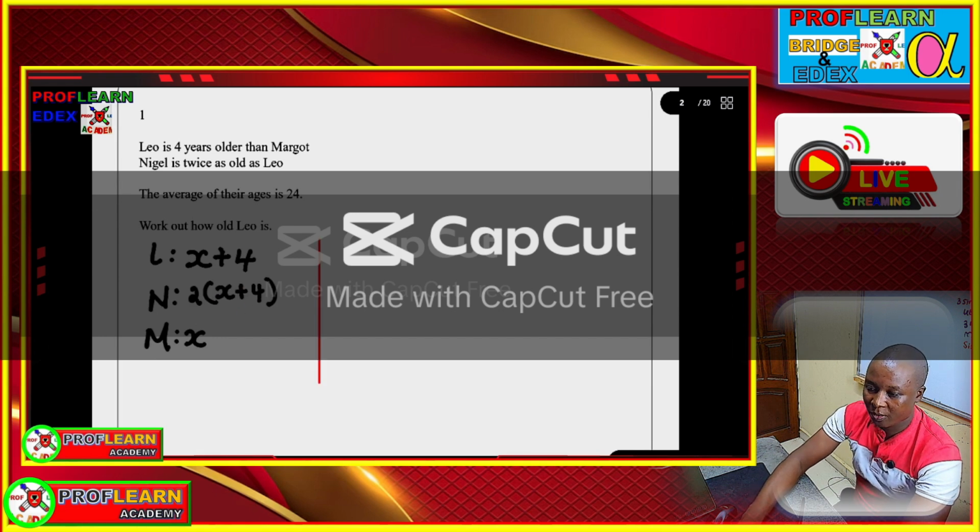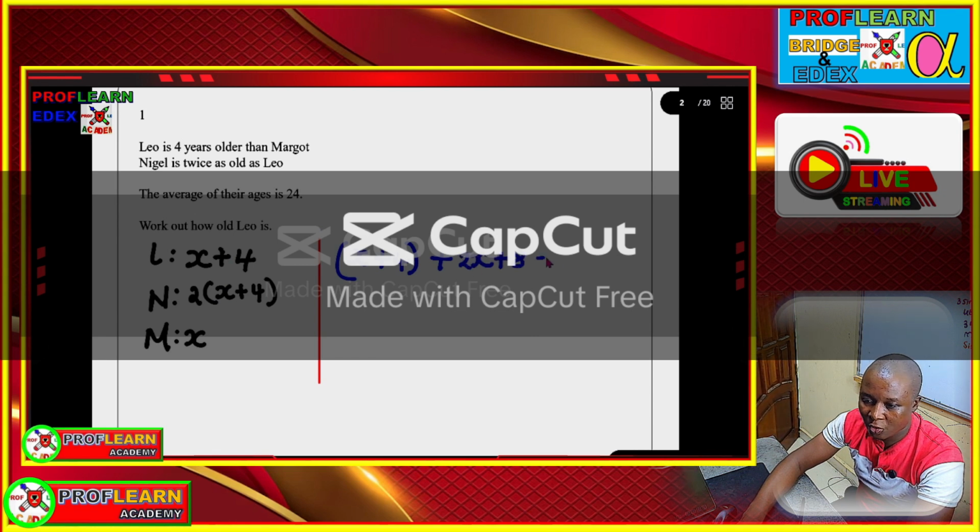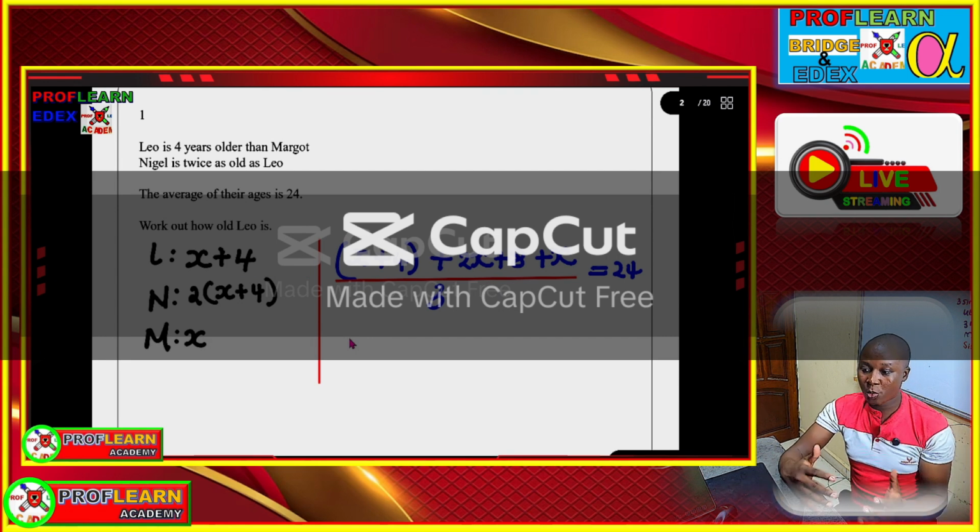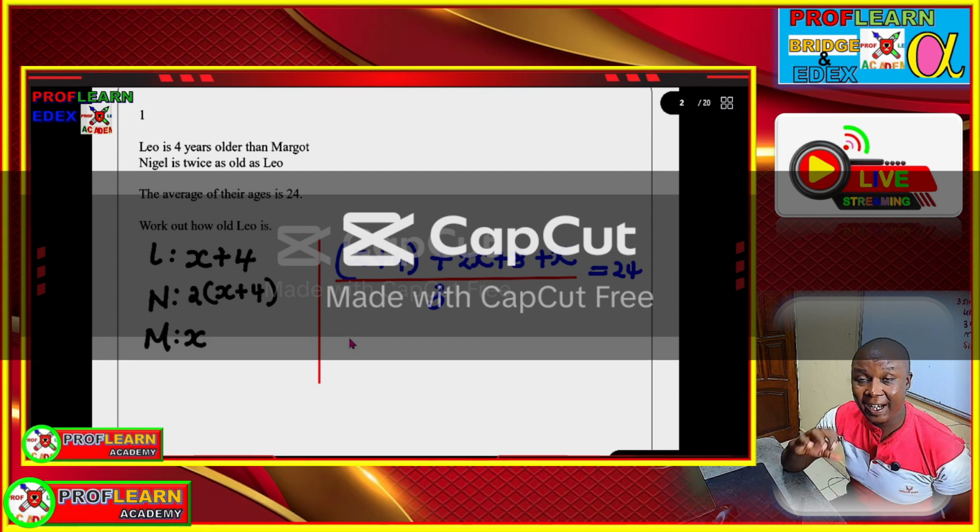They can be able to follow through. And then I can say it is going to be x plus 4, plus their age is going to be 2x plus 8, then plus the age of Margot, and that is going to translate to what? That's going to translate to over 3, because we are trying to work out their average. So that is going to be equal to 24, because we are told their mean, their average is 24. So that's why I'm adding all the ages and dividing by 3, because we have 3 people.